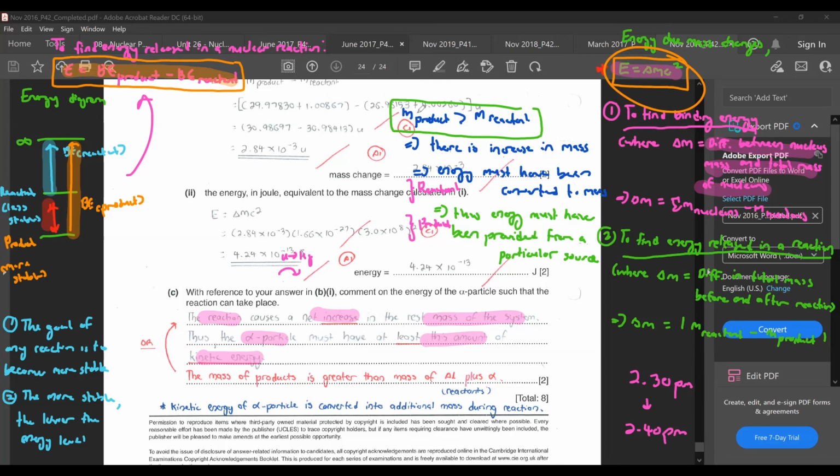In other words, the kinetic energy of the alpha particle is converted into additional mass during the reaction. Since you have an increase in mass, that means energy must have been converted to mass. But where did this energy come from? It actually came from the KE of your alpha particle. That's why we say here, your alpha particle must have at least this amount of kinetic energy.